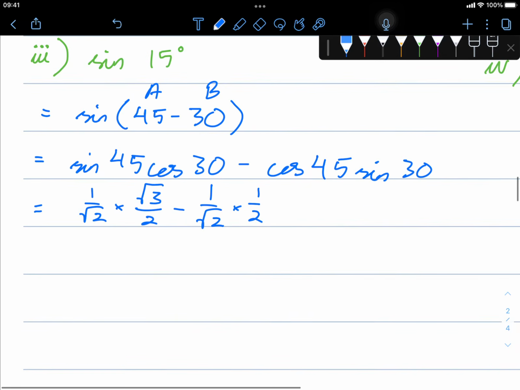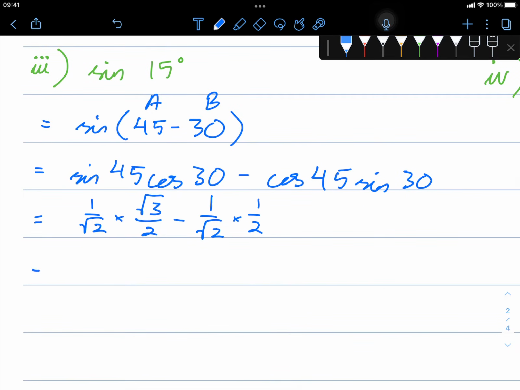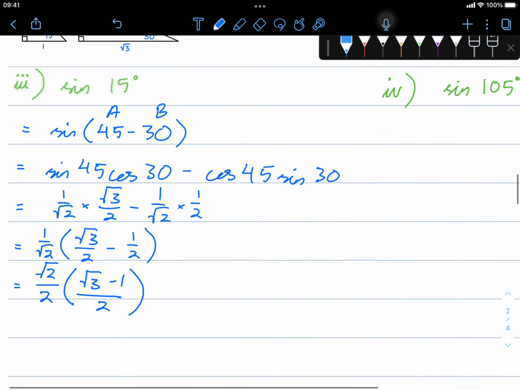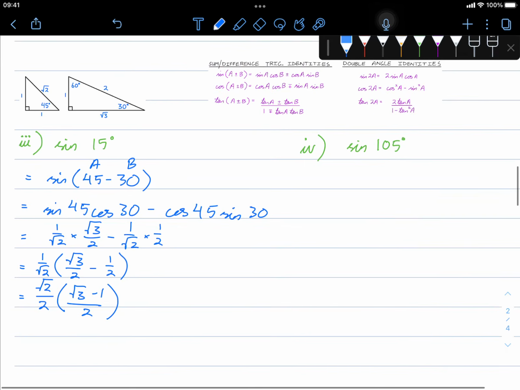From here, we can keep going forward. This we can factor out 1 over root 2, root 3 on 2 minus half. Rationalizing the denominator on the outside and combining the fractions. That there is our expression for sine 15.